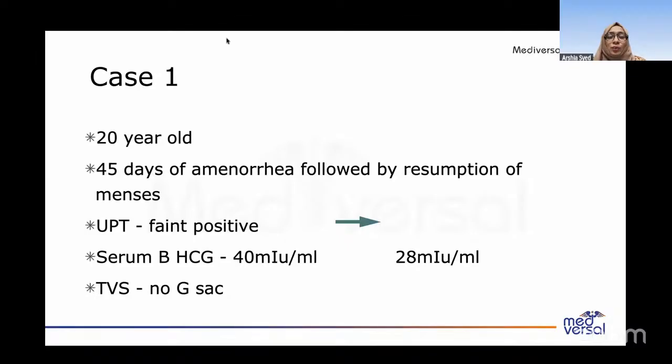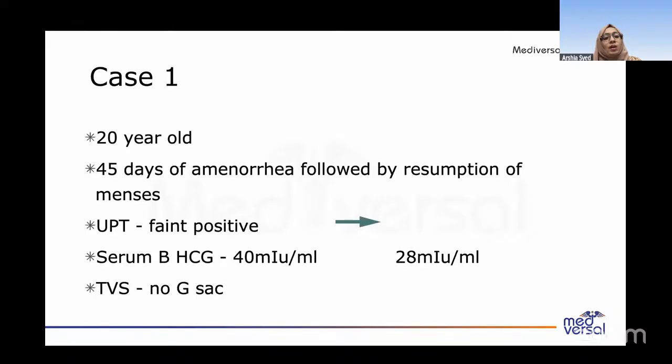So the first case that I'll be discussing is of a 20-year-old. She comes to you with 45 days of amenorrhea, followed by resumption of her menses. So she had 45 days of amenorrhea, and after that she got her cycles.